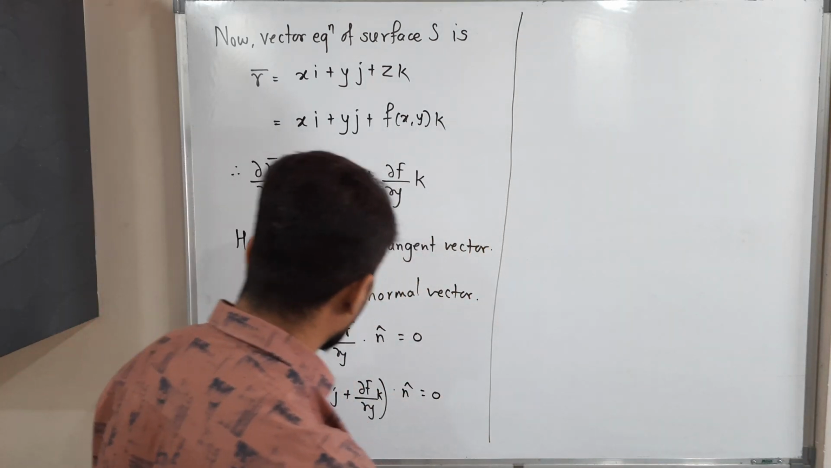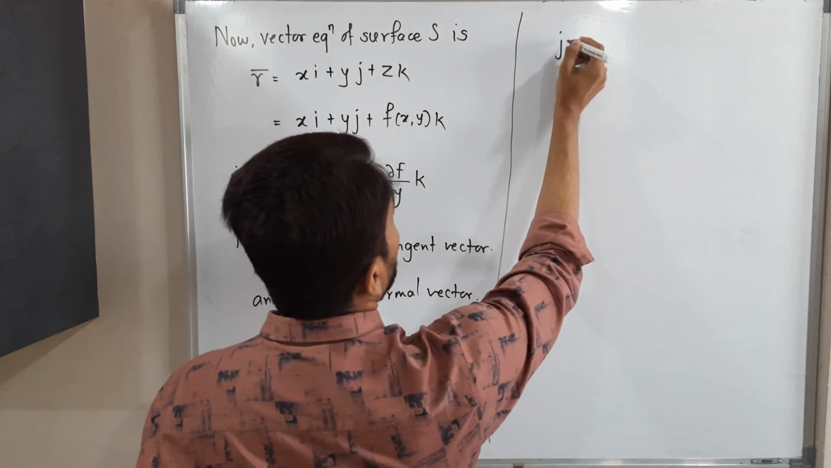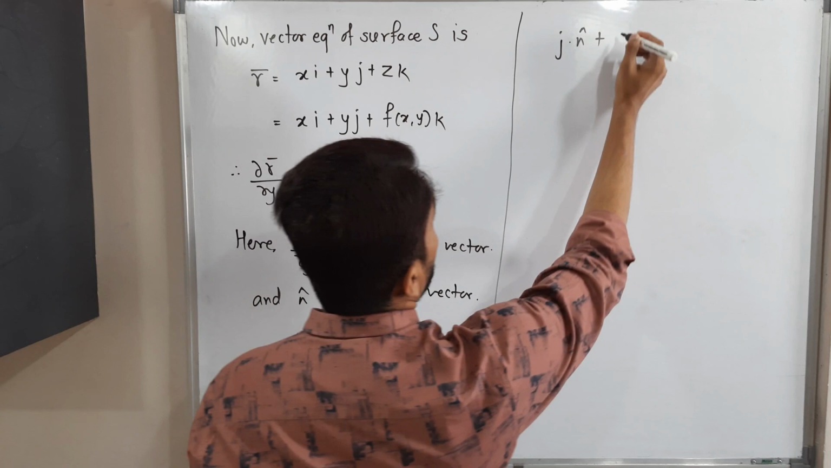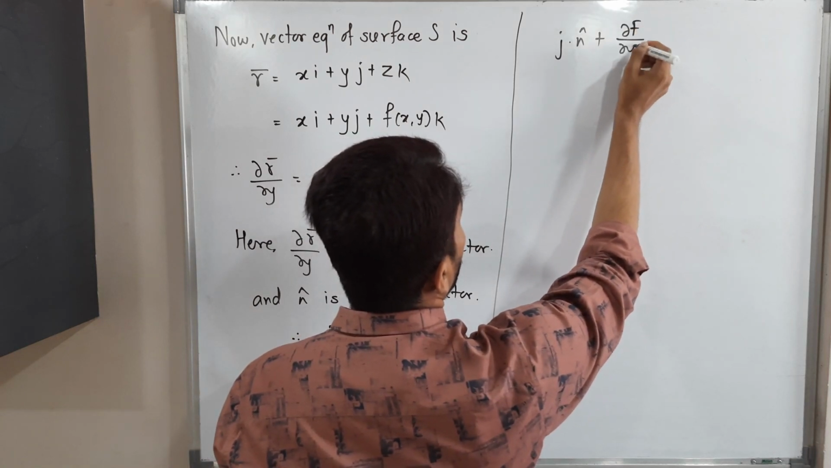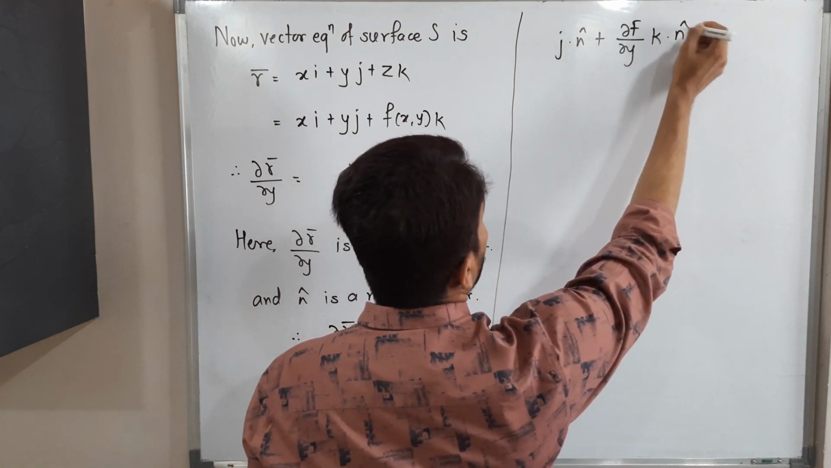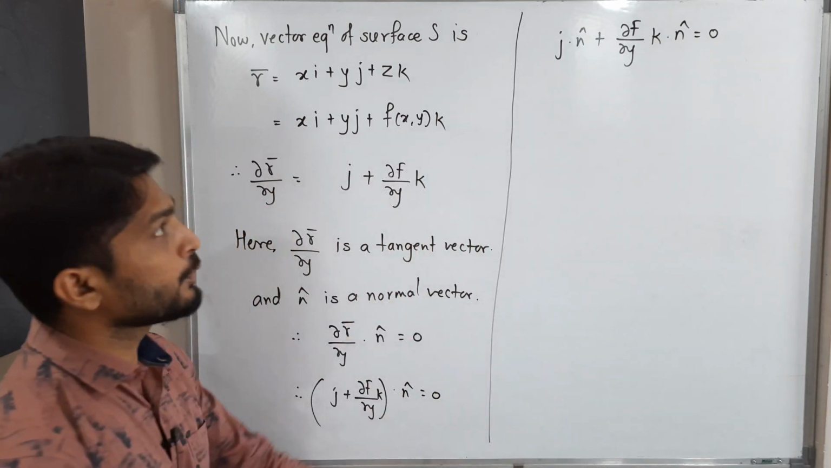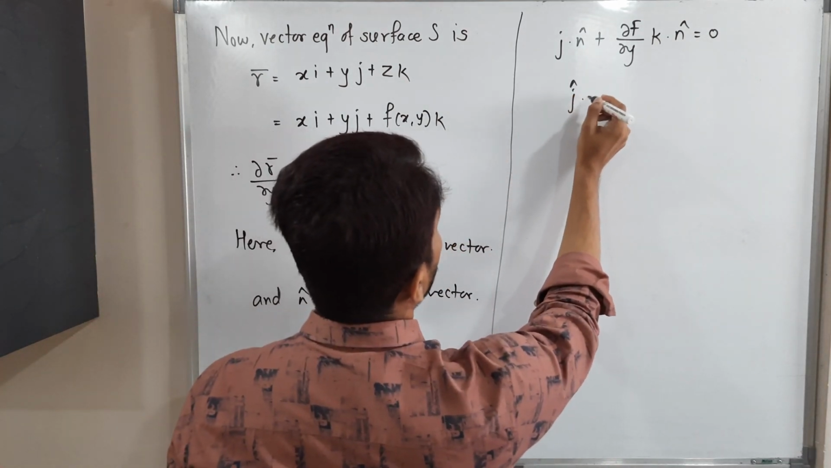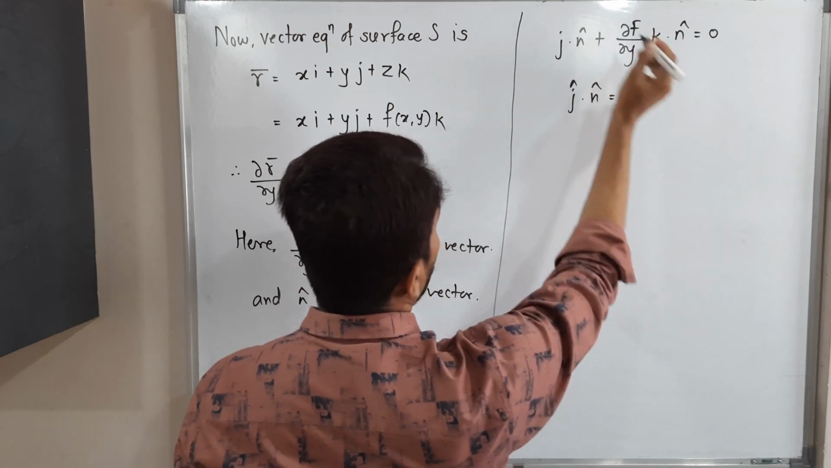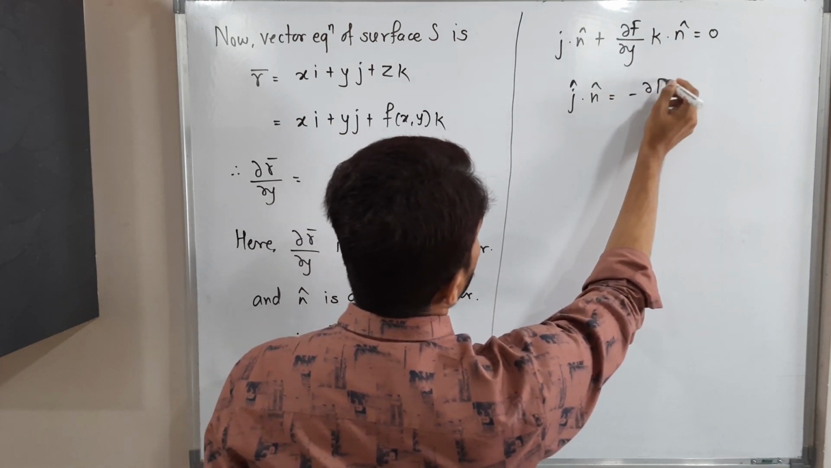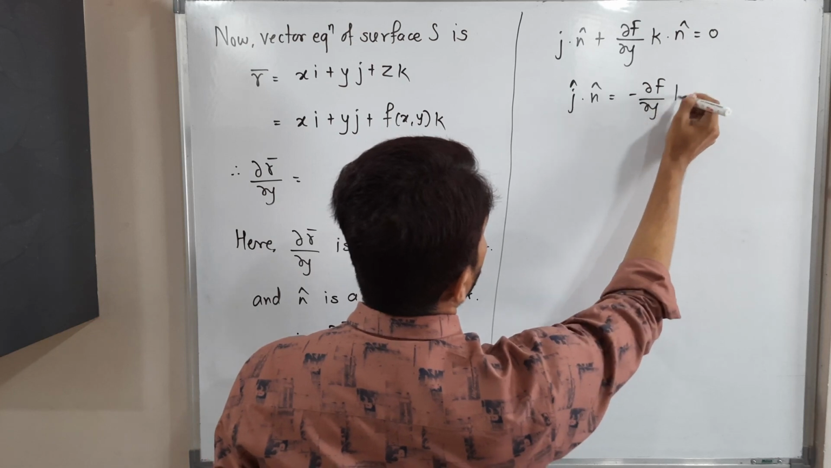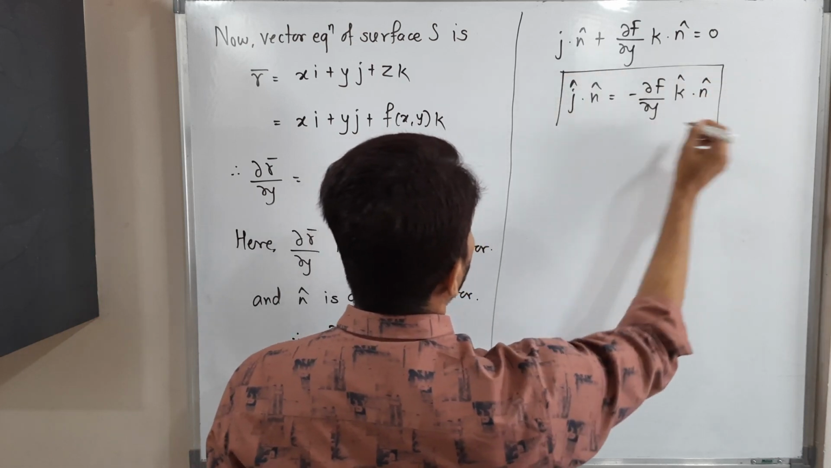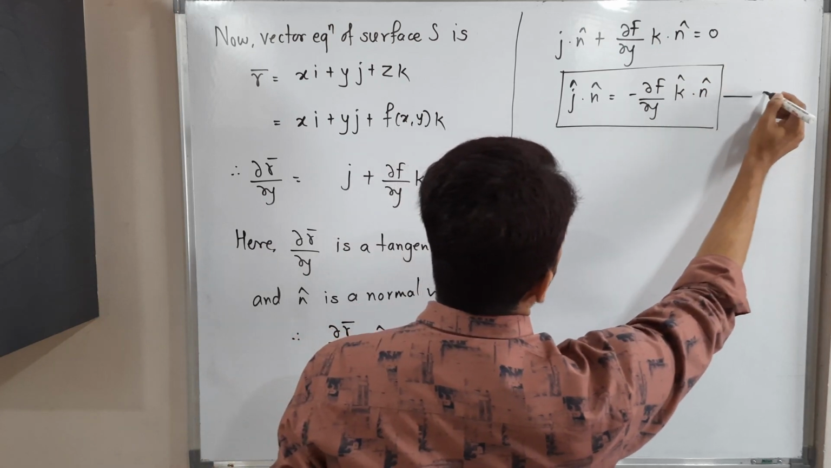So let us take a dot product. That means you will have j dot n cap plus ∂f/∂y k dot n cap is equal to 0, right? So we can shift this term to that side. So we'll have j cap dot n cap is equal to, you can write cap or no need to write cap, having the same meaning, minus ∂f/∂y k cap dot n cap. So this is the third important thing we have got. So this is my equation number 3.